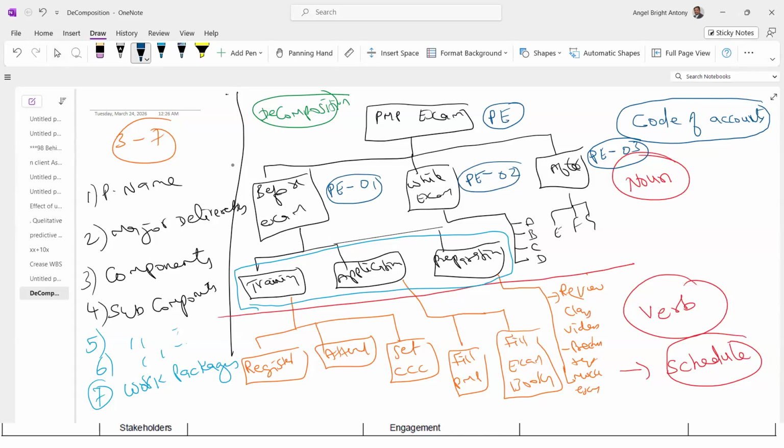So I will go for a simple ID, as most of you mentioned. It will be PE-01-01. It will be PE-01-02, PE-01-03, and so on. Right? This is about code of accounts.